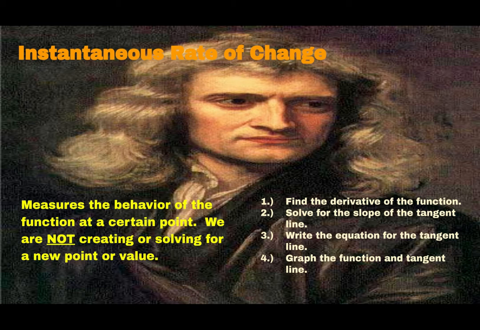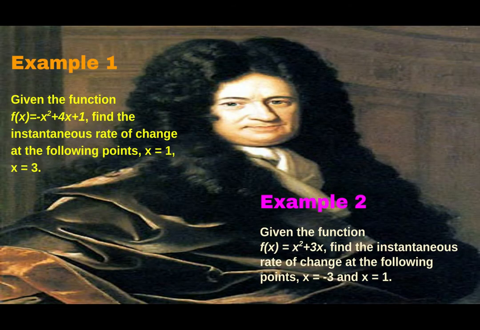So here's the 4 steps that we're going to follow today. We're going to find the derivative of the function, solve for the slope of the tangent line, write the equation for the tangent line, and graph the function and the tangent line. All right, so here's our 2 examples that we have today.